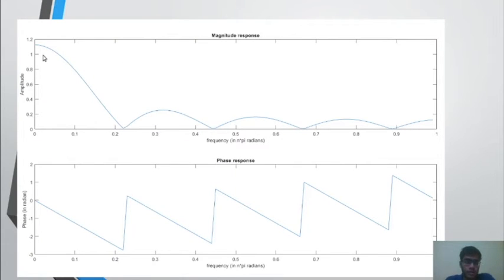So this is the graph which we have got. We can see that in the low frequency region it's acting almost like a low pass filter, right? Because in this part the gain is very less, and in this part it's quite high.